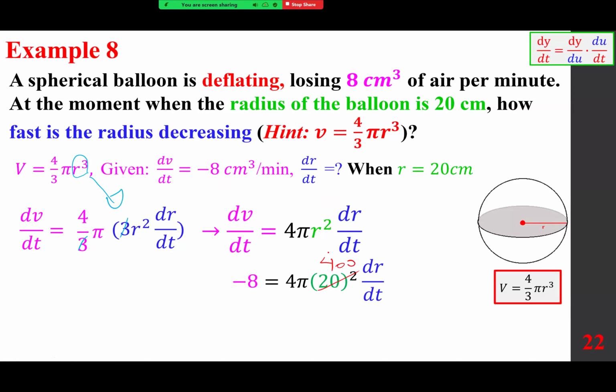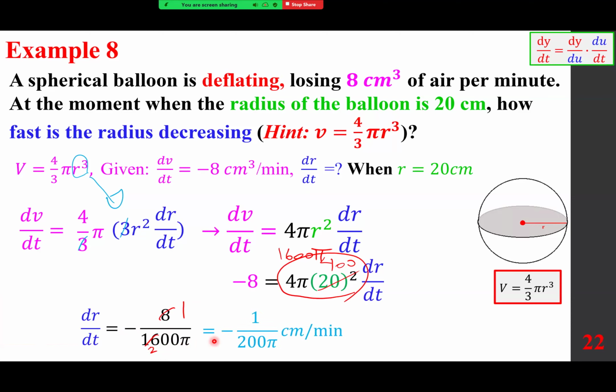We are going to divide both sides by 1600 pi. 8 goes away, 16 changes to 2. The answer is dr dt is negative 1 over 200 pi centimeters per minute, units of radius over the units of time.